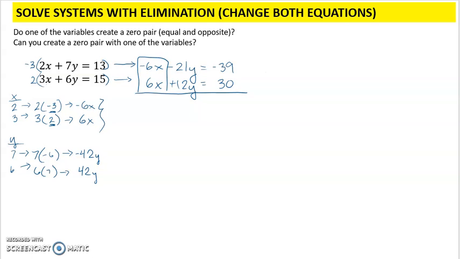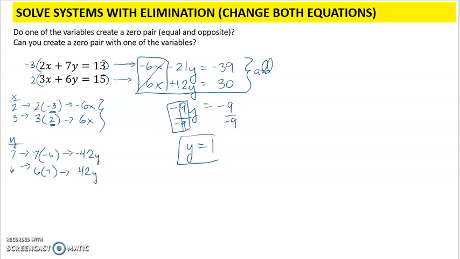I can combine because I have that zero pair and I can eliminate my x values. Okay, so x is 0, and now we're going to add the equations together. So negative 21y plus 12y is going to be negative 9y equals negative 39 plus 30 is negative 9. And we need a positive 1 coefficient. So we divide by the coefficient of y to get it to positive 1. And negative 9 divided by negative 9 is 1 equals, and on the other side we get 1. So we think that our y coordinate will be 1.